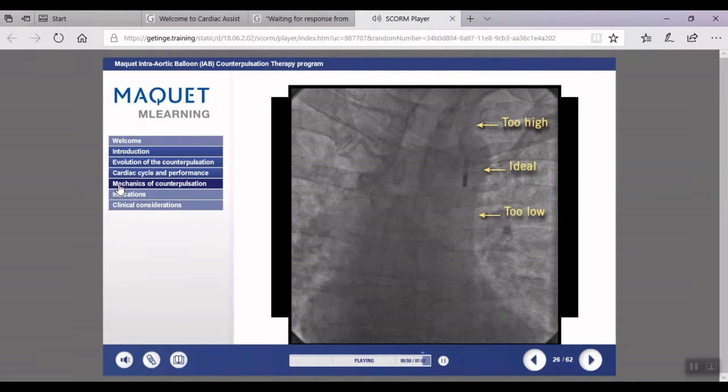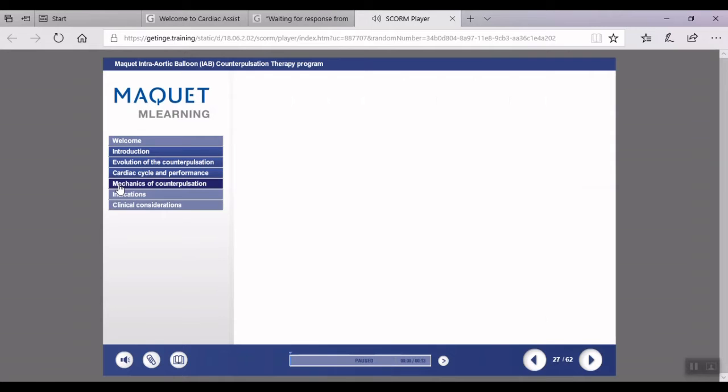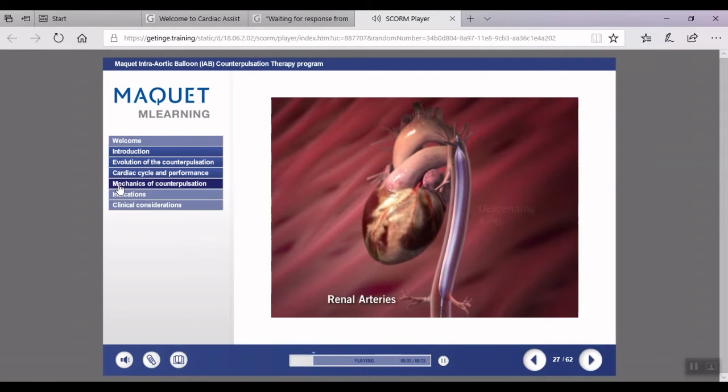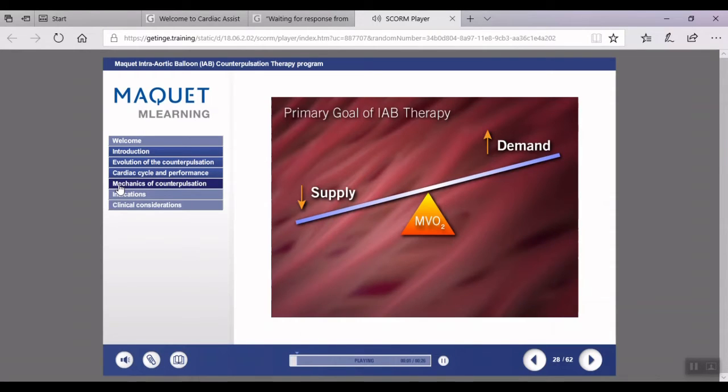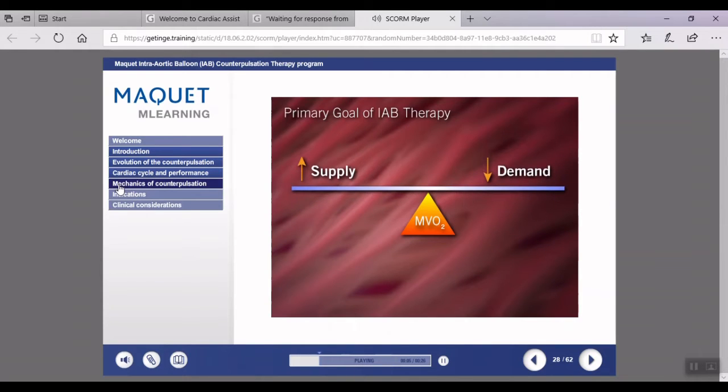A chest X-ray should be done as soon as possible to verify placement. Once the balloon is positioned in the descending thoracic aorta, the catheter is attached to the pump console. It is time to inflate and deflate in concert with the mechanical cardiac cycle. The primary goal of counterpulsation therapy is to restore and maintain a balance between myocardial oxygen supply and demand.